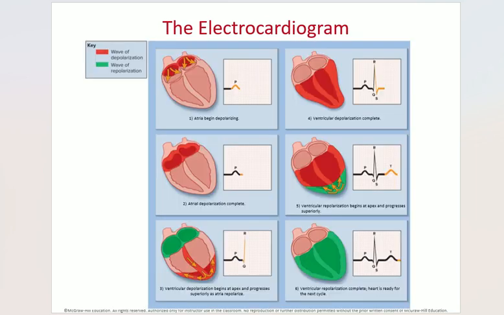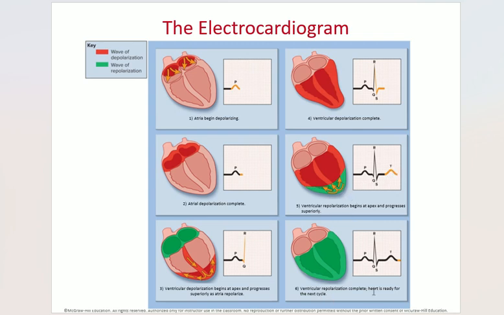So this is a picture that goes along with the bumps on the EKG. So you can just read through these. So the atria begin depolarizing here. Atrial depolarization is complete here, where the yellow is. Ventricular depolarization begins at the apex and progresses superiorly as the atria repolarizes, so right here. So depolarization is happening while the atria is repolarizing. And then we have ventricular depolarization completing. And then we have ventricular repolarization beginning at the apex and progressing superiorly.